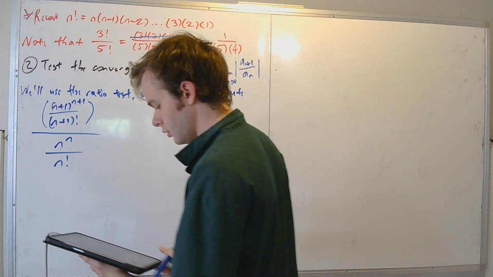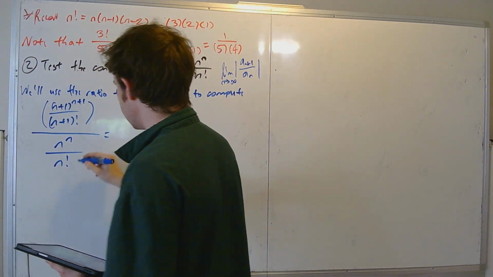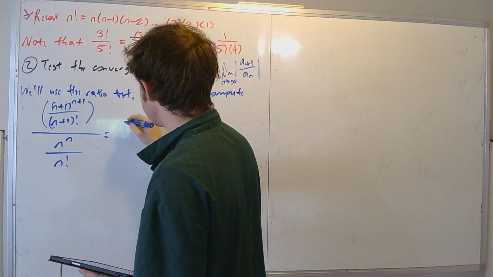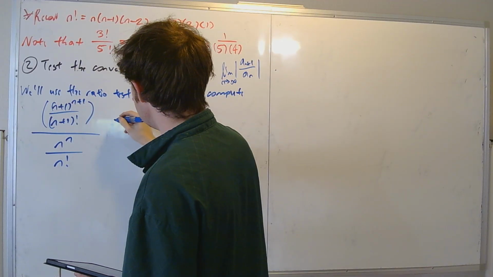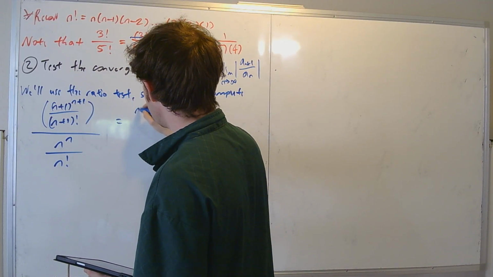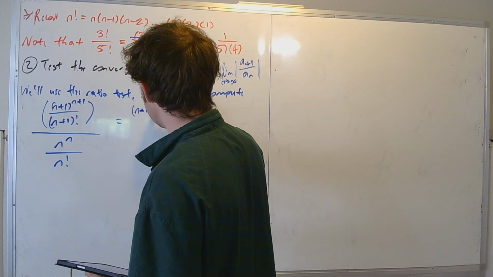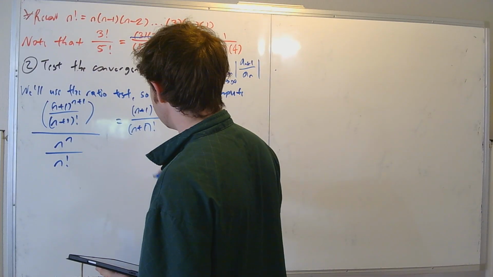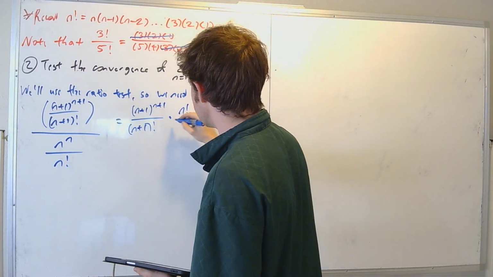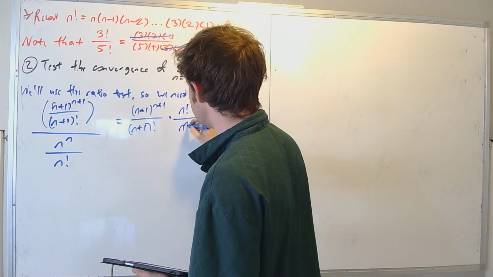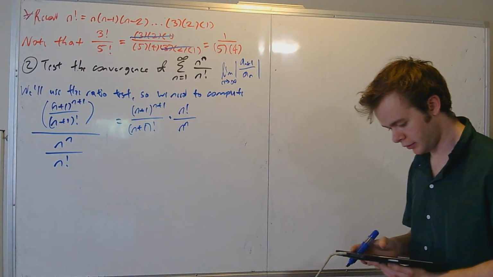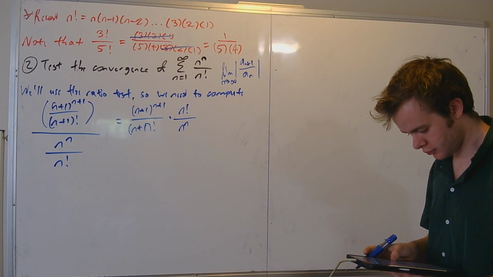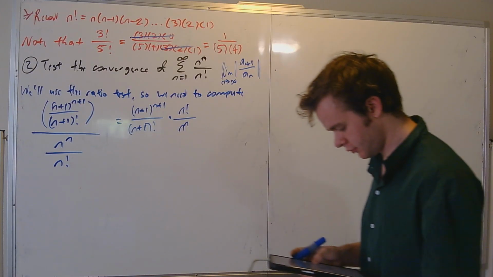So we're trying to compute what this fraction is, because then we're going to plug it in to this limit. So first we need to compute this, and I'll rewrite this. If you're dividing by a fraction, you're multiplying by its reciprocal. So this is equal to n plus 1 to the power of n plus 1 over n plus 1 factorial times n factorial over n to the power of n. Okay. Now I want to rewrite this.